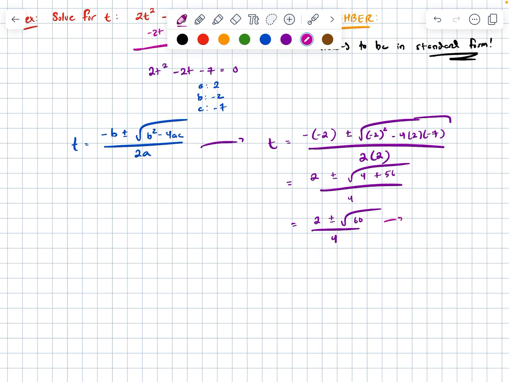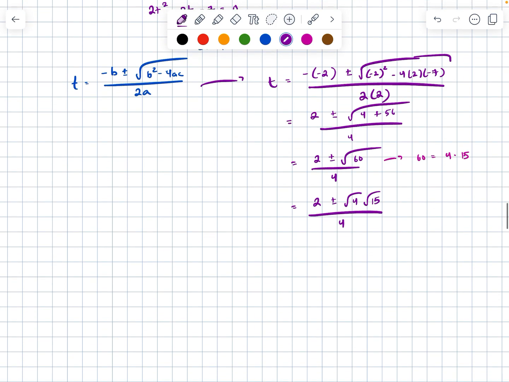And once again, I should take that 60 and see if I can find any factors that are perfect squares. Once again, 60 is a multiple of 4. In this case, 4 times 15. So using my properties of radicals, I'm going to split this guy up. The square root of 60 equals the square root of 4 times the square root of 15, which can be simplified further to 2 plus or minus 2 root 15 over 4.